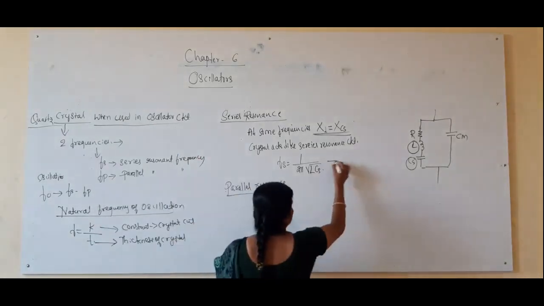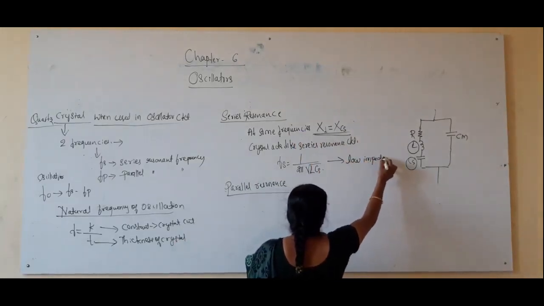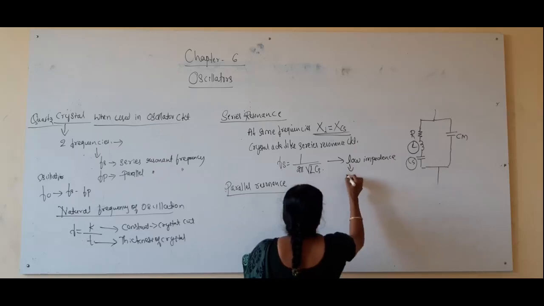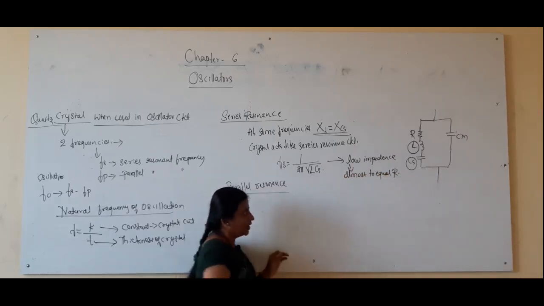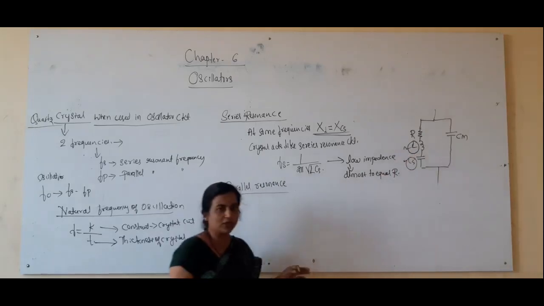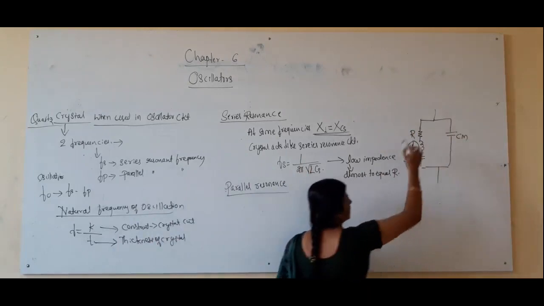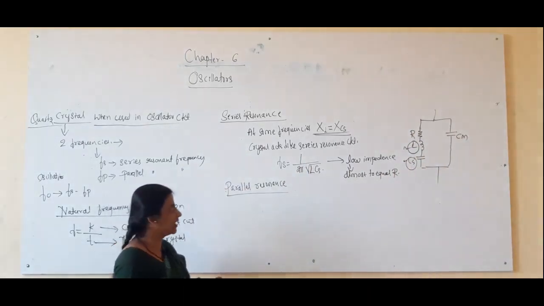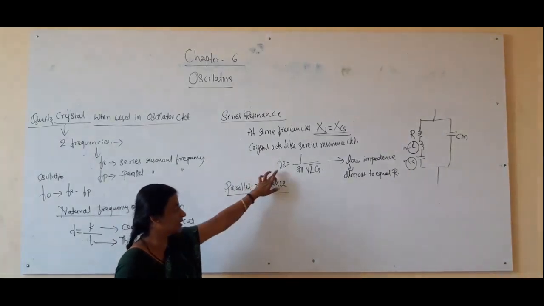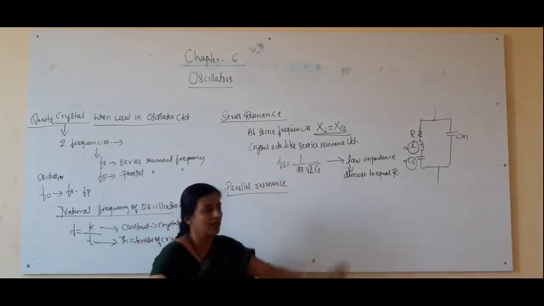In the crystal, the series resonant arm offers low impedance, which is almost equal to R, the resistance of the circuit. The reactances cancel each other. So because of that, the circuit acts like a series resonant circuit. It operates with a series frequency of oscillation, and the frequency of the series resonance crystal oscillator is given as 1 divided by 2 pi root of LCS.